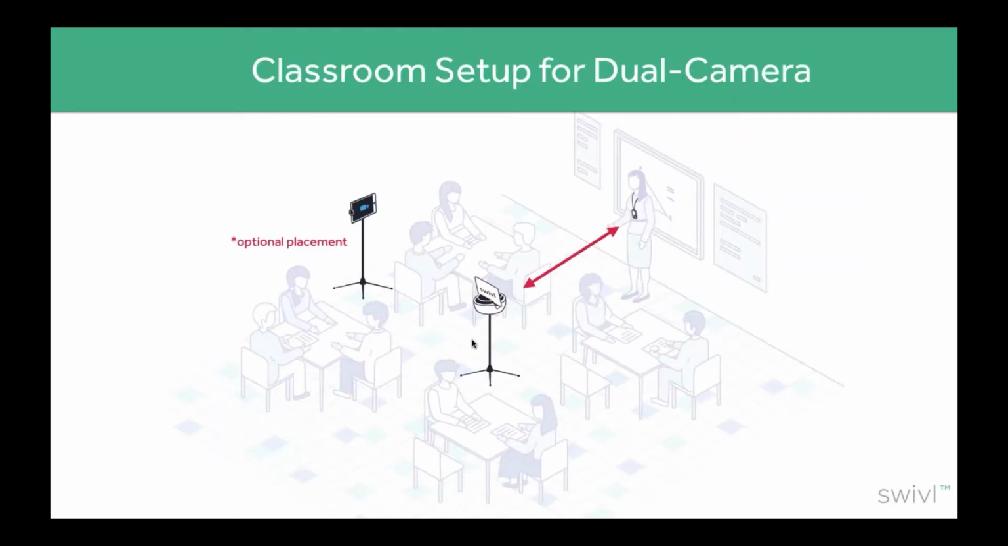This is a pretty typical setup. So we have our Swivl robot in the center. We've got our secondary device on the side of the room. This is where you'd want to capture some larger classroom interactions.